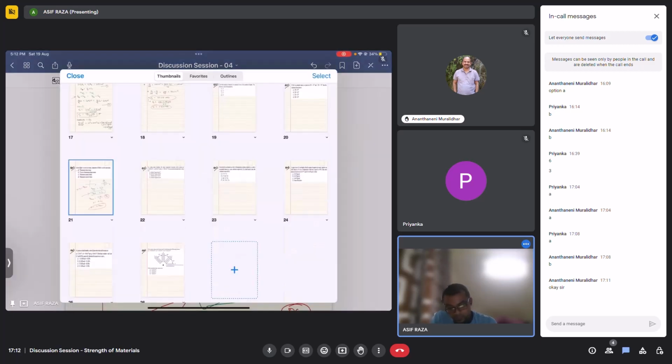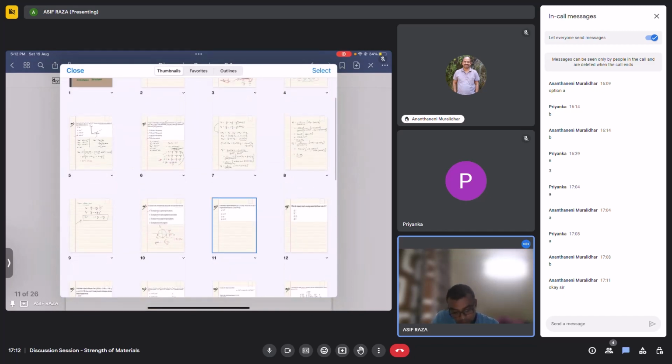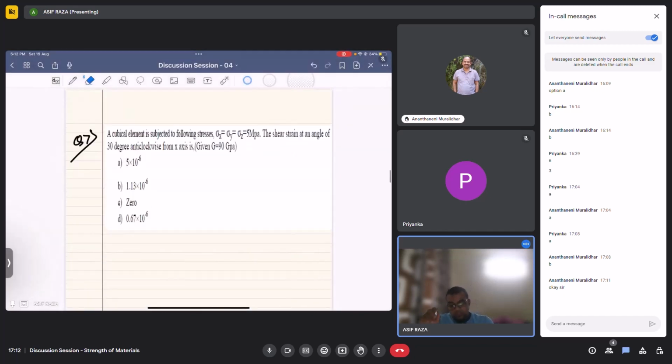Let's get back to the questions. So this is a question. A cubical element is subjected to sigma x equal to sigma y equal to sigma z equal to 5 megapascal. The shear strain at an angle of 30° anti-clockwise from the x-axis is to be found, given G is equal to 90 GPa, and we have the following four options. So what do you guys think? What would be the correct answer? Before that, let me give you the right direction.